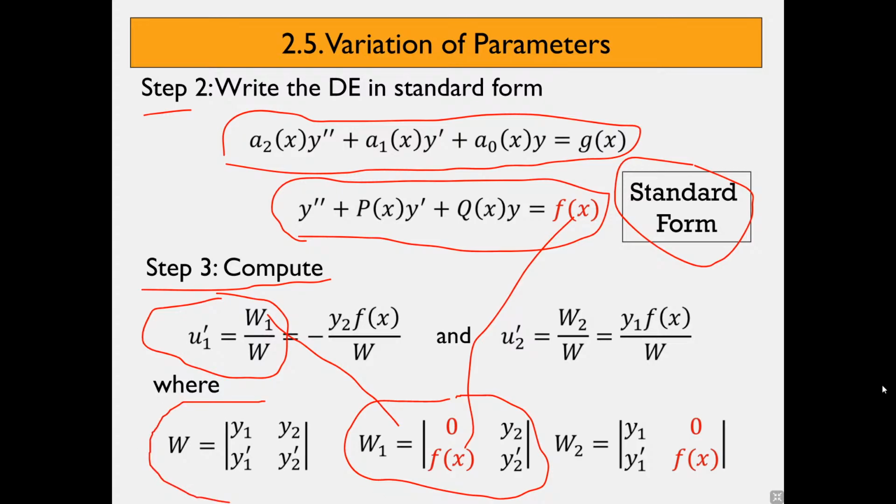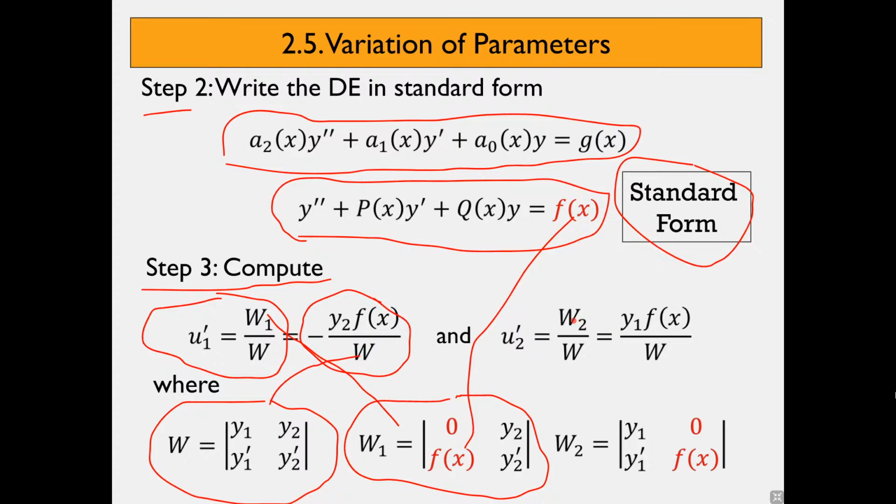W is the 2 by 2 matrix. You create it by putting y1, y2 in row 1, and y1 dash, y2 dash in row 2. So this is to calculate u1 dash, w1 divided by w. You see w1: 0 multiplied by y2 dash, 0, minus y2 f(x). This is what you get, divided by w. W comes from here.